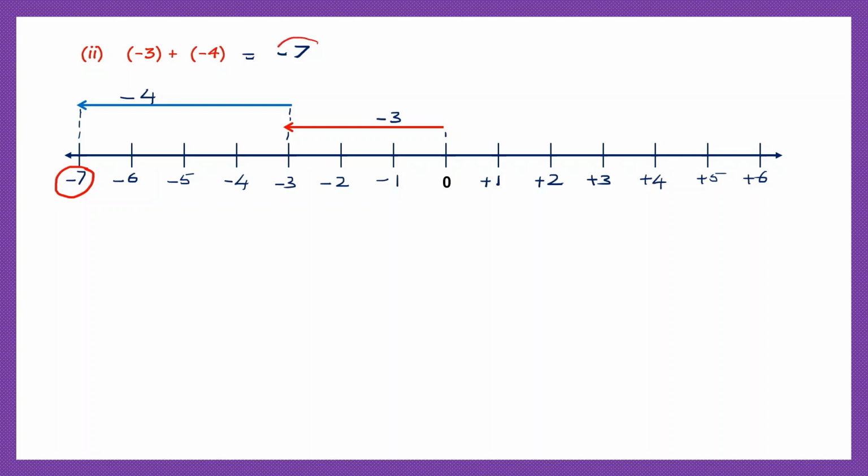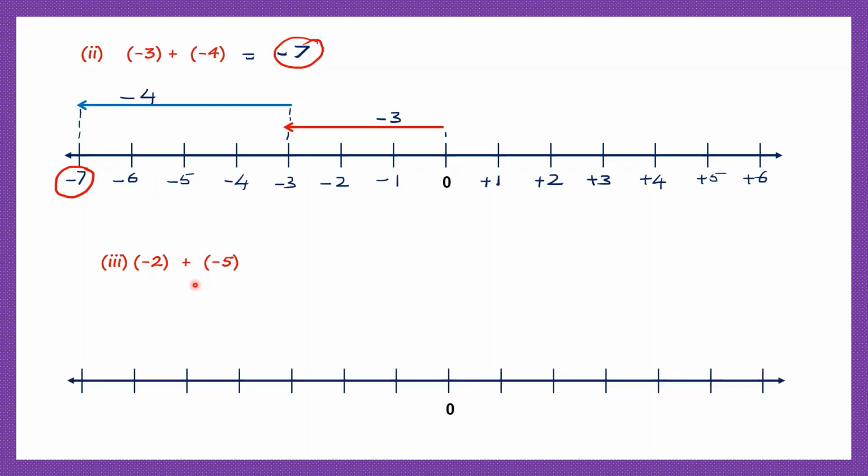And let's also check it the other way. When signs are the same, isn't it? When signs are the same, put the same sign and add. 4 plus 3 is 7. So we've got minus 7 there and we also have minus 7 on the number line. Next one, minus 2 plus minus 5. Again, we have two negative integers.